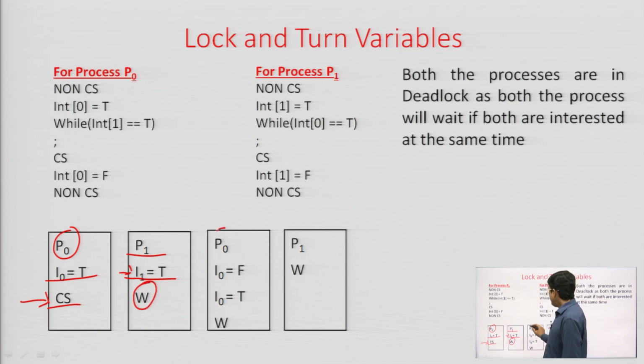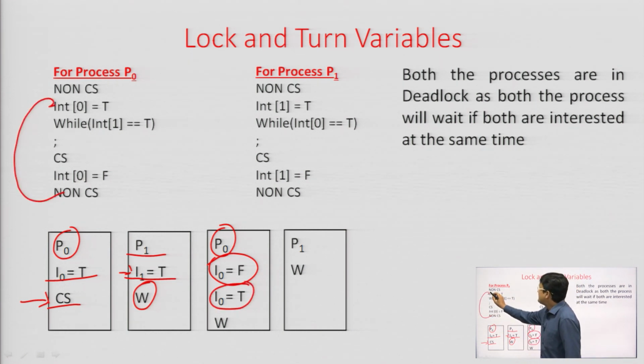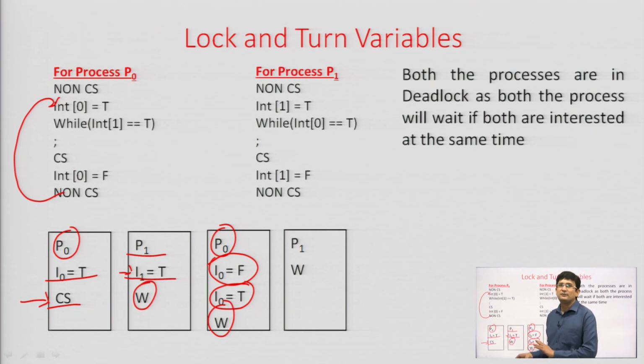Fine. Now, P0 process after exiting the critical section sets its value as false, and then it wants to enter the critical section again, so it again sets its value as true. Since interested 1 is also true and interested 0 is also true, this process will also wait. Since this process will wait, it means P0 is waiting, P1 is waiting, they are in deadlock. Neither is P0 allowing P1 to enter, nor is P1 allowing P0 to enter. So, there is a deadlock condition here.